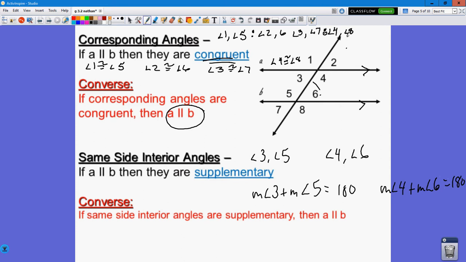The converse of this is also true. If the measure of angle 3 plus the measure of angle 5 equals 180 degrees, what can you tell me about the two lines? They're parallel to each other. So the rule works going both directions. Questions here?